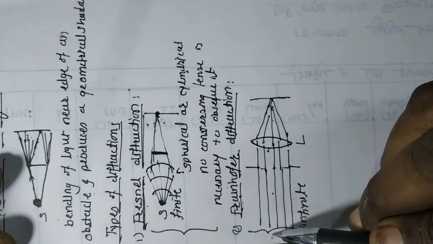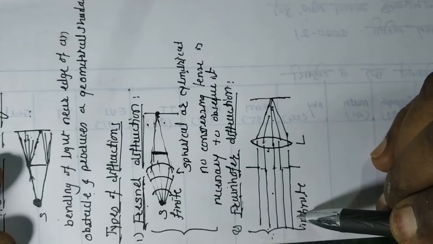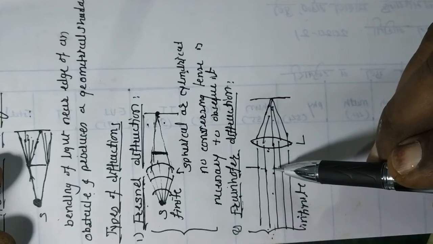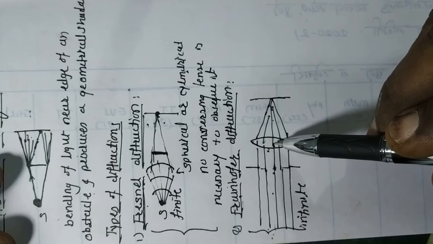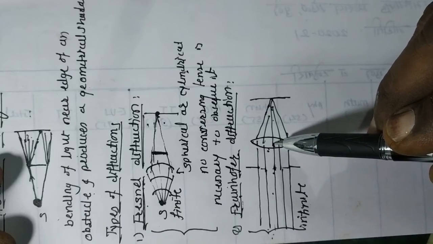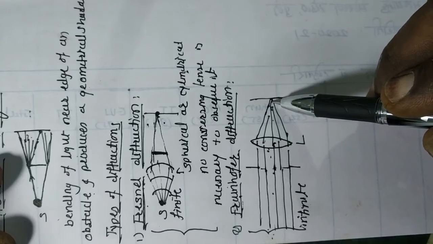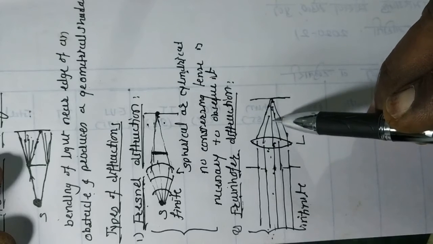If the source of light is at infinite distance, then both incident wavefront as well as diffracted wavefront are plane, and hence a converging lens is necessary to converge diffracted light on the screen. Such a type of diffraction is called Fraunhofer diffraction.